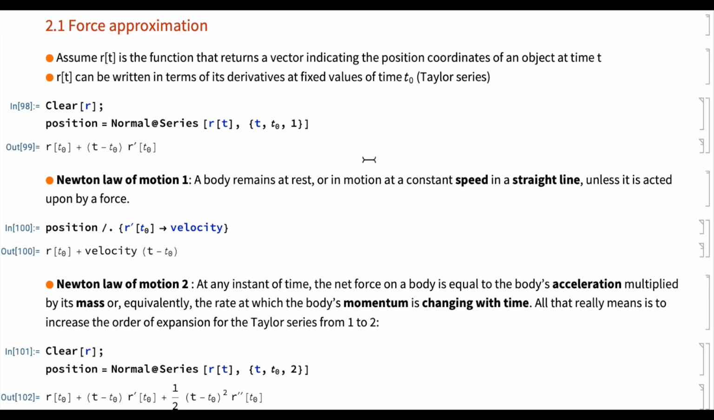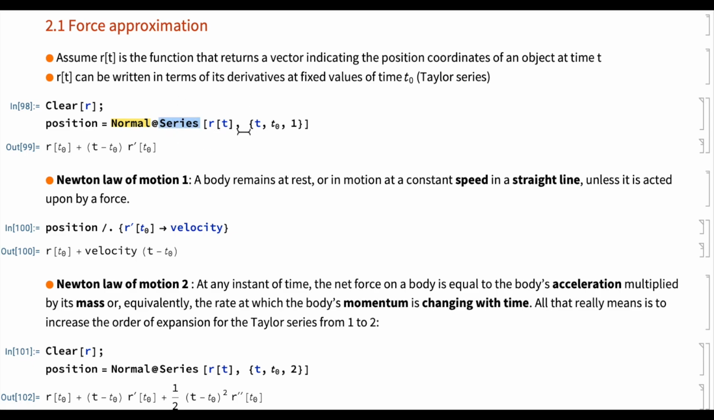R(t) is the vector pointing to the center of our ball at time t. This is a function of time t that gives us the position in xy or xyz, and we expand this R(t). We assume the expansion is possible. There are multiple ways of doing it. We do it with a Taylor series. In Mathematica, that function is called Series.